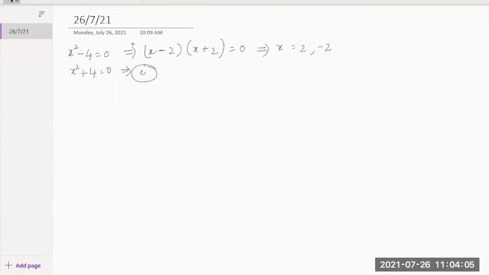Now, the standard notation is that i² is to be taken as −1. This is a fact which you are going to remember and apply throughout the chapter of complex numbers. Now, let's see what a complex number is.